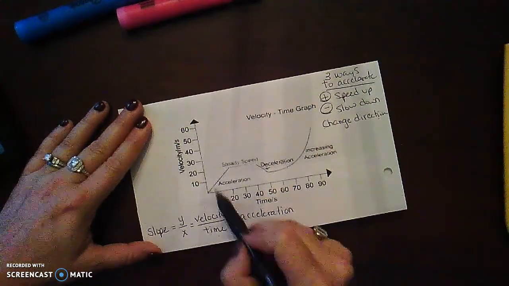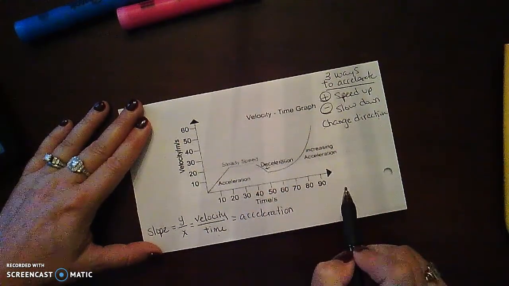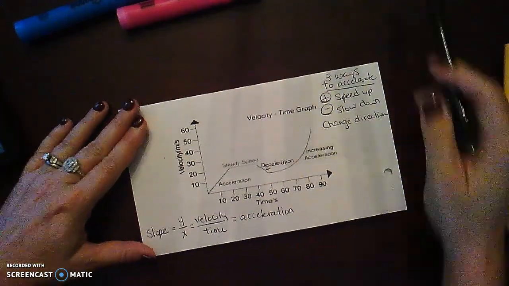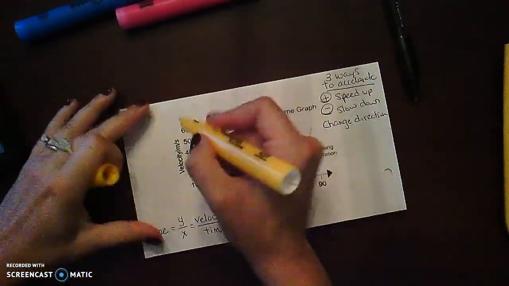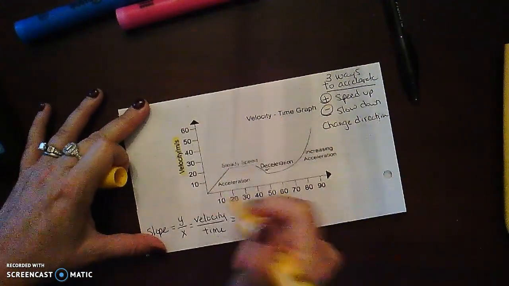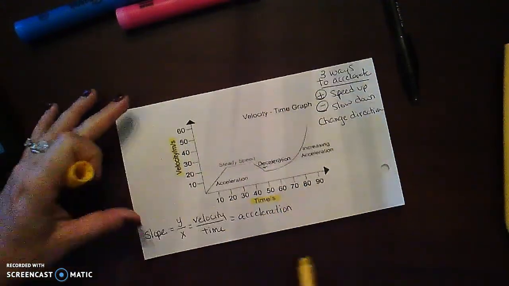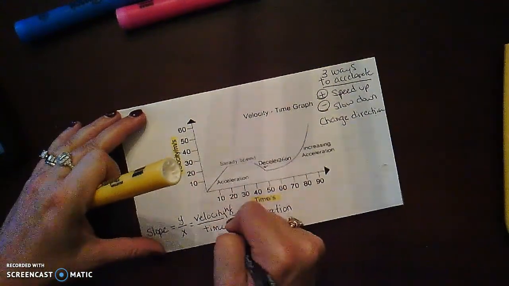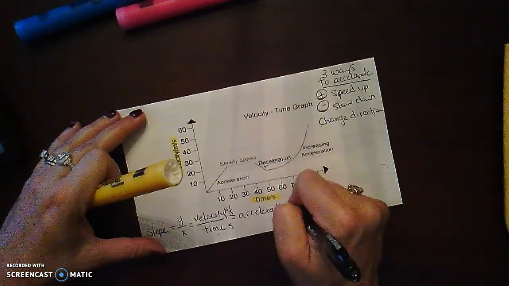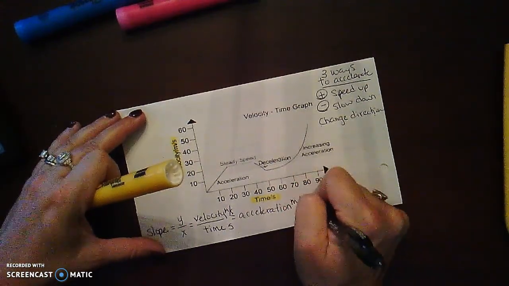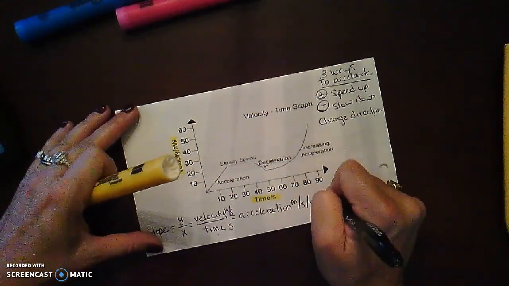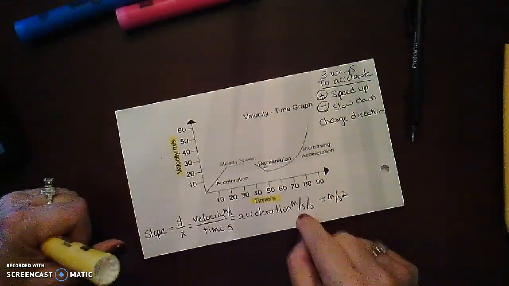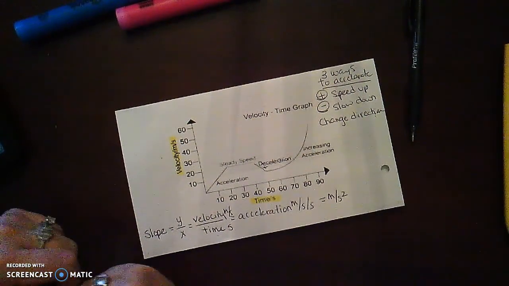And the slopes of these lines are going to tell us acceleration because they are velocity divided by time. So velocity is measured in meters per second and time is seconds. So when you have meters per second divided by second, that's when you get meters per second squared, and that's where we write acceleration as meter per second squared, because it's a second times a second, which makes it squared.